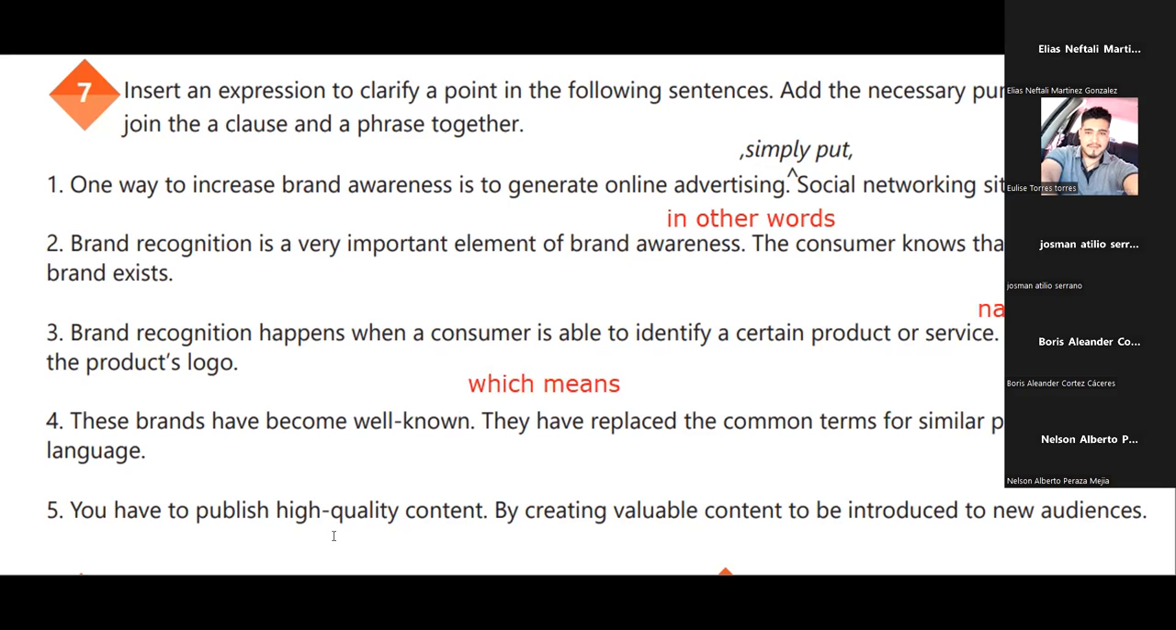You have to publish. I'm sorry. Boris, please, number 5. You have to publish high quality common content by creating valuable content to be introduced to new audience. Okay, this is for example, right? For example, creating valuable content, right? This is for example, because you have to publish. Exactly. To say.